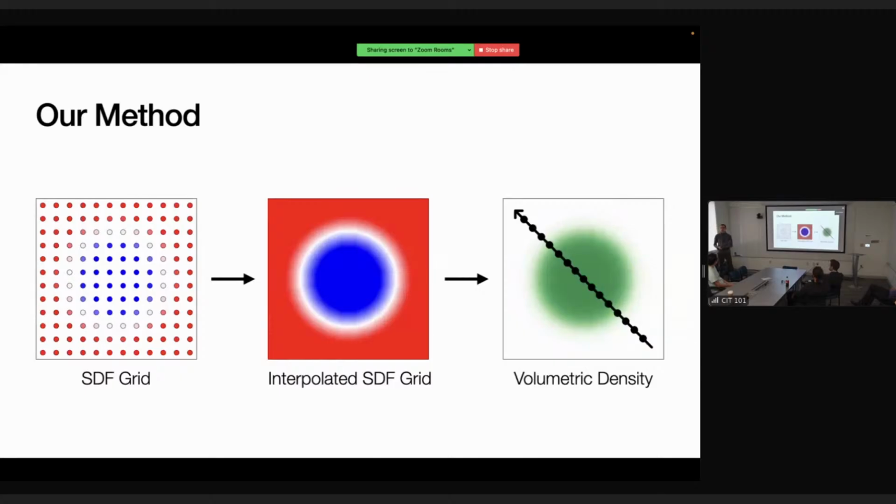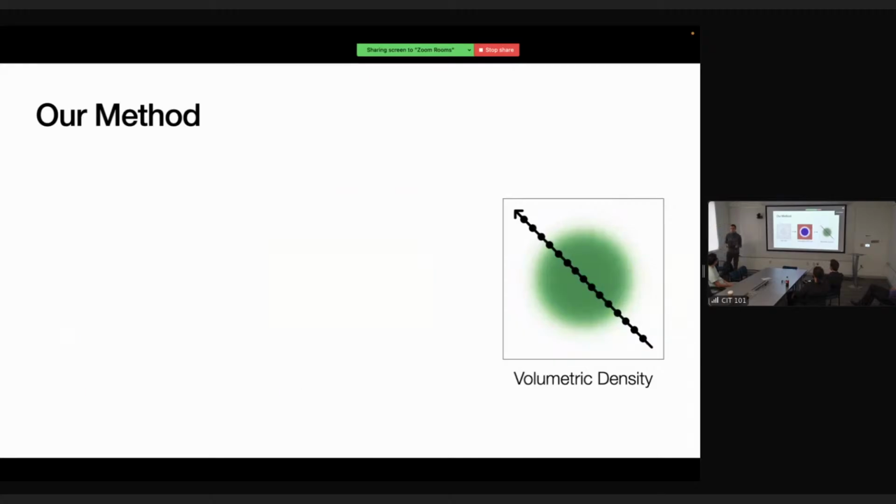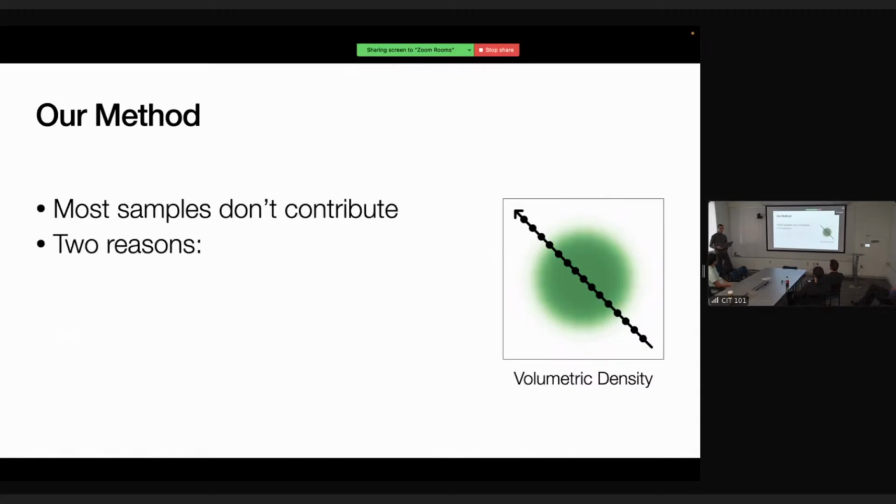But now, if you look at this diagram, you may observe that most of these samples don't actually contribute to the final output. And there are 2 reasons for this. The first one is that some of these samples have really low density. The samples at the beginning of the ray basically hit air, and air has a density of 0, and so they don't contribute to the final output.